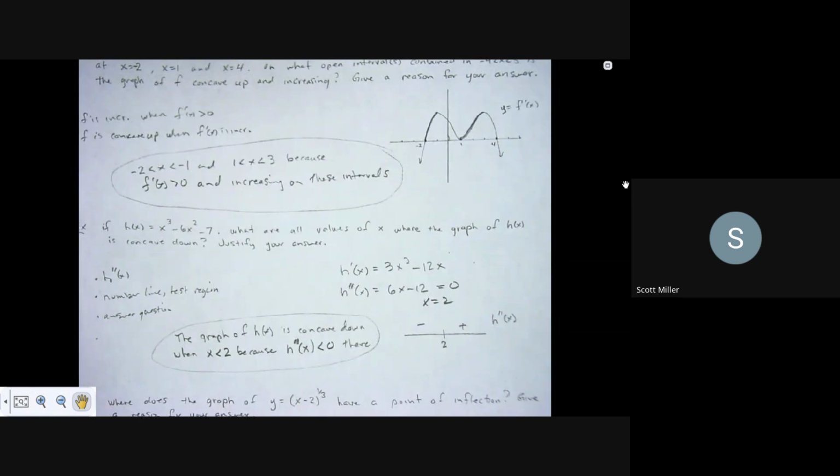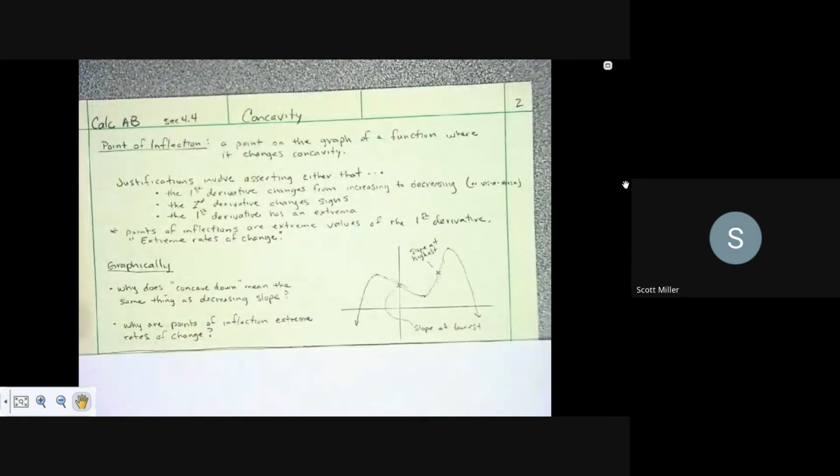Okay, so let's look at more definitions before I move on to the next example. So in this one right here, we're going to look at what are called points of inflection. What is a point of inflection? And it has several points of view. So the more points of view you know, the easier questions become. So a point of inflection is simply a point on the graph of the function where it changes concavity. So first things first, this point has to exist on the original function.